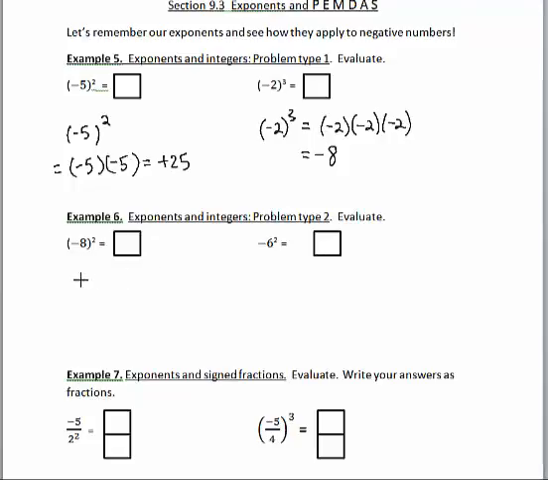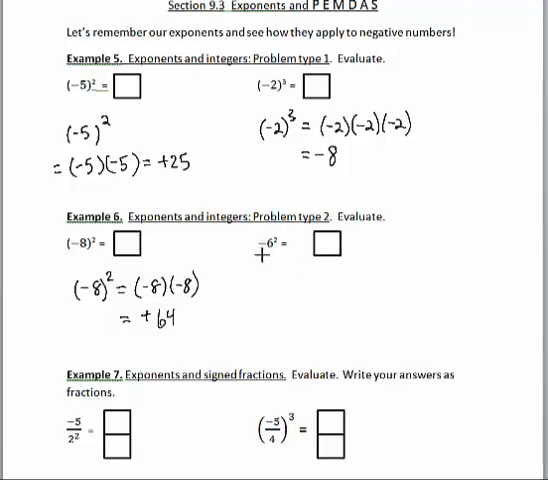Okay, example 6, we have a negative 8 squared. That means that we write negative 8 twice, and we multiply the two together. Writing it that way, we now have two negatives, and so that would be a positive product, and 8 times 8 is 64.